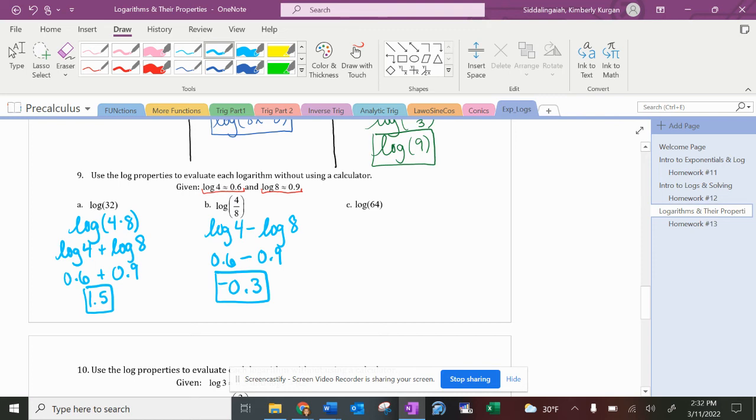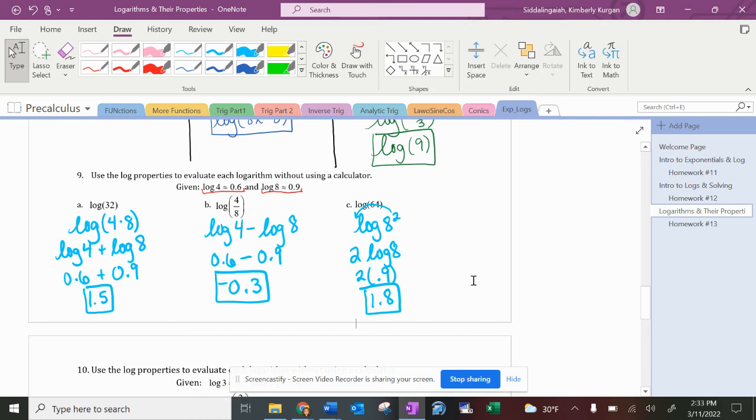All right, the last one here kind of depends on what you see first and how you want to write the 64. I think it's a little more natural for me to think of 64 as 8 squared, but you can certainly think of it as 4 to the third if you want to. So I'm going to go with the 8 squared. Power property says bring the 2 down in front. And so log of 8, I'm told, is 0.9. So 2 times 0.9 is 1.8.